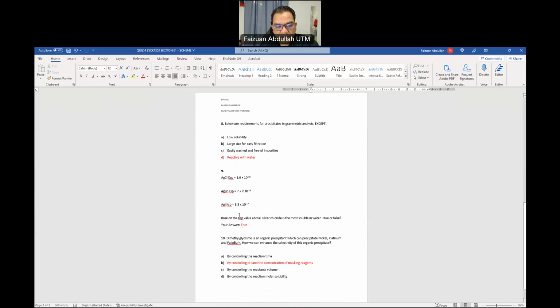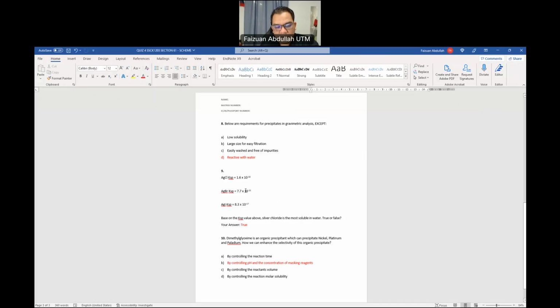Number 9, given the Ksp of AgCl, the Ksp of AgBr, and the Ksp of AgI, based on all these values, is it true or false that silver chloride is the most soluble in water, right? What did I tell in the class? Okay, so silver chloride, what is the value of its Ksp? It is the highest among the others.